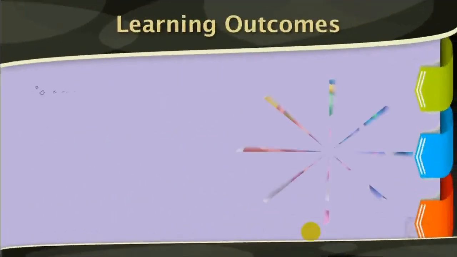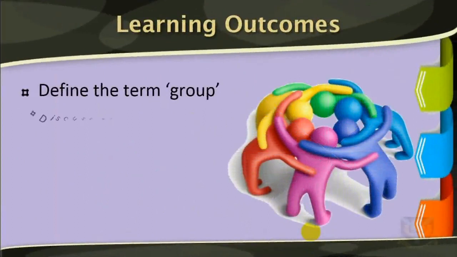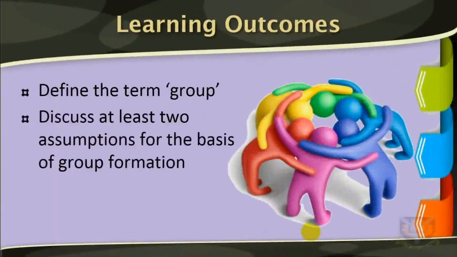Learning outcomes. When you have studied this session, you should be able to define and use correctly the term group and discuss at least 2 assumptions for the basis of group formation.